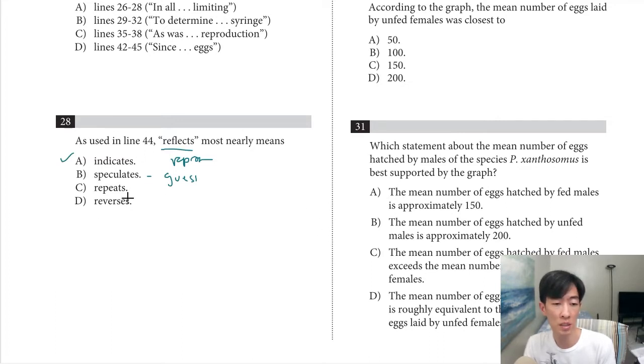The size repeats the ability of the males. That's kind of awkward. They're not really saying that two things are happening over and over again. The size reverses. Yeah, so they're probably thinking, if you're thinking about literally what can reflect mean, maybe it can mean reverse, but clearly not in this situation. So A is going to be the best answer.